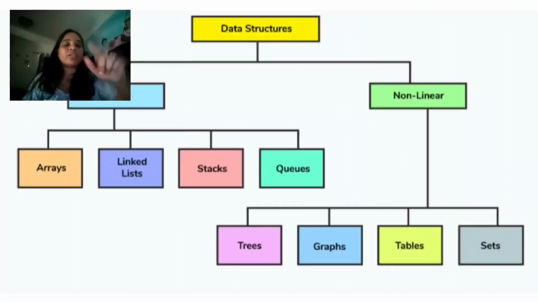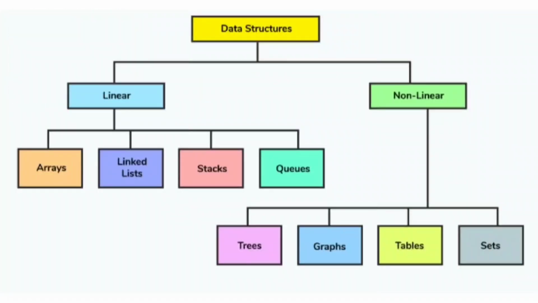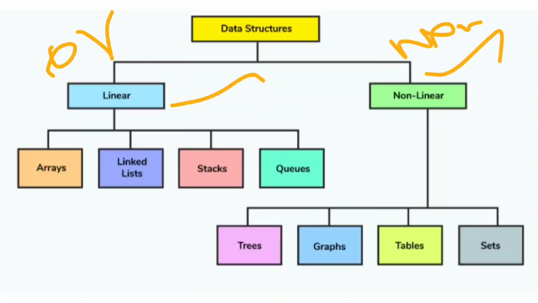So now let's come to this topic. Here you can see what is data structures. Data structures we can split in two parts. One is linear, another one is non-linear, that is order wise and non-order wise, right?